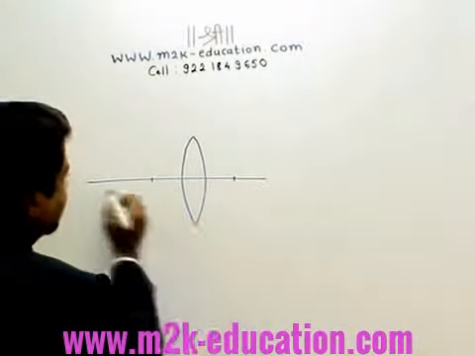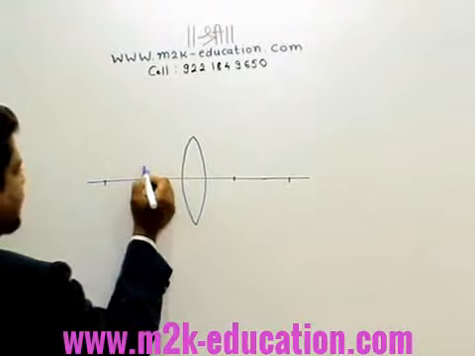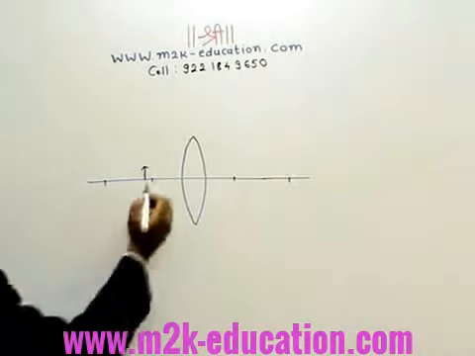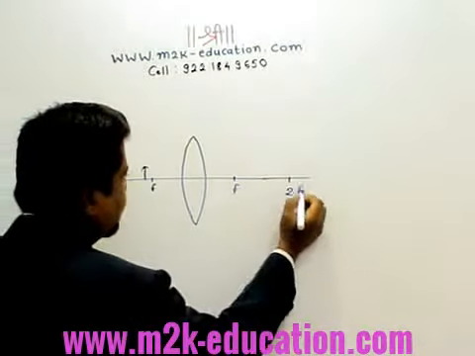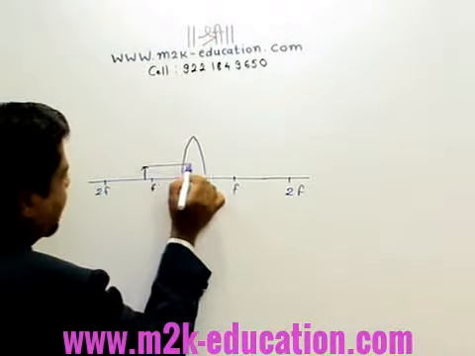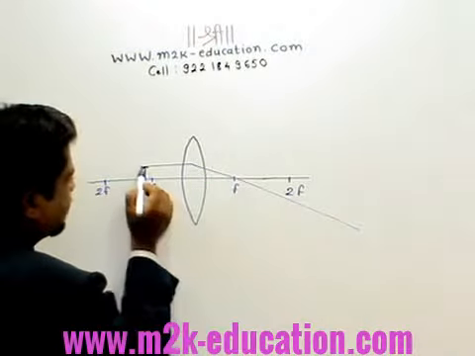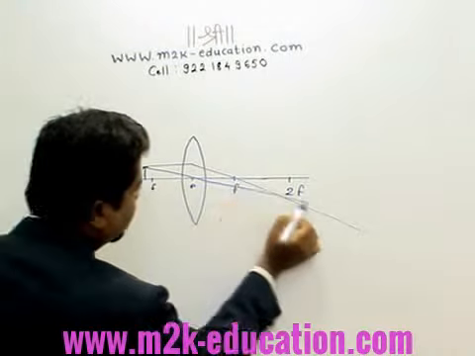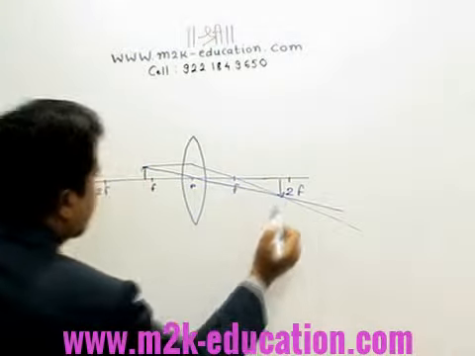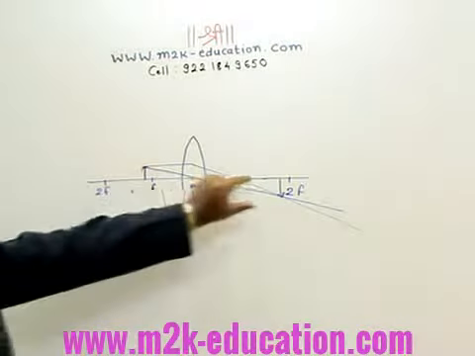This is F, 2F, 2F. If the object is beyond F, this is F, this is 2F. So this is the first radiation, this is P. I am selecting the second radiation over here. We are getting an image over here, which is, this is small, this is big.